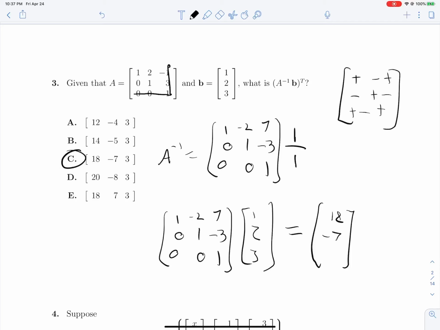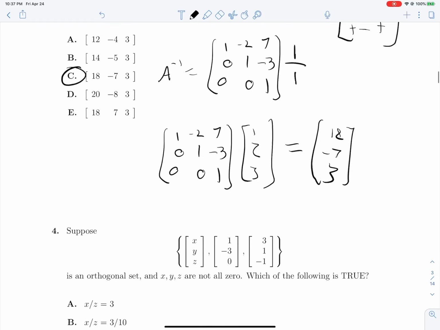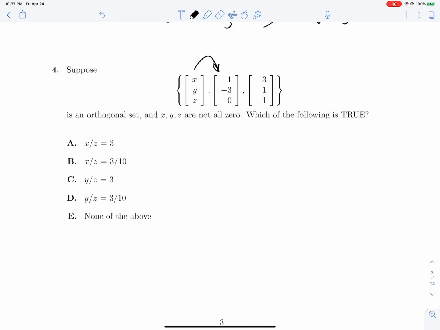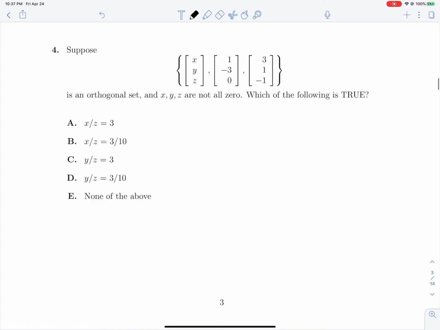And finally, 3. Okay, there's our answer, and C is correct for 3. 4. Suppose that this set here is an orthogonal set. Which of the following is true? So in order for x, y, z to be orthogonal to both this vector and this vector, we can just take a little throwback to Calc 3 and take the cross product of these two vectors, and that'll pretty much solve the problem for us.